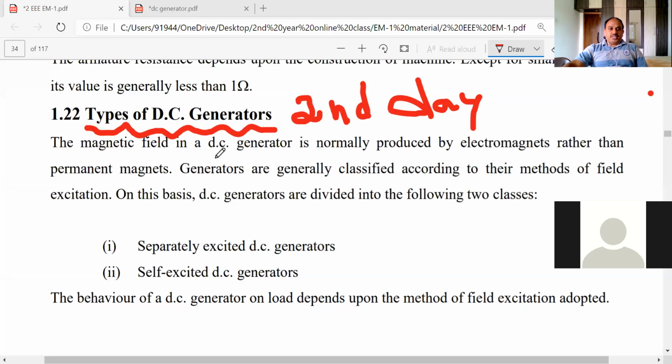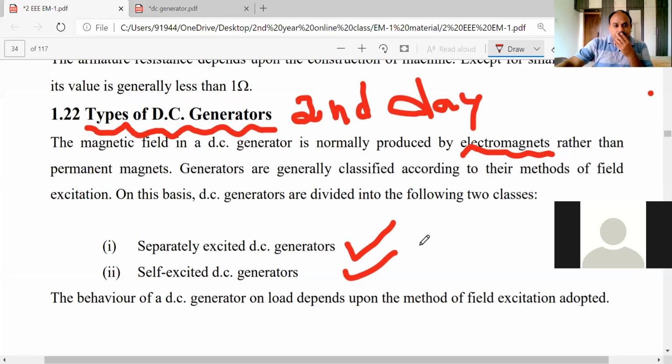The magnetic field in a DC generator is normally produced by electromagnets, rather than permanent magnets. Basically, DC generators are classified into three types: permanent magnet DC generators, separately excited DC generators, and self-excited DC generators. In our syllabus, we have only two types: separately excited and self-excited DC generators.